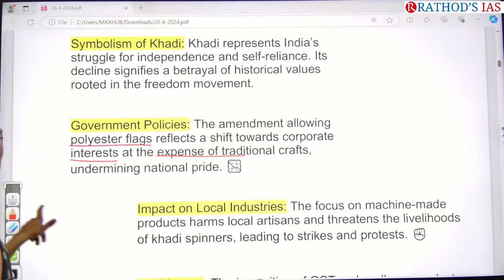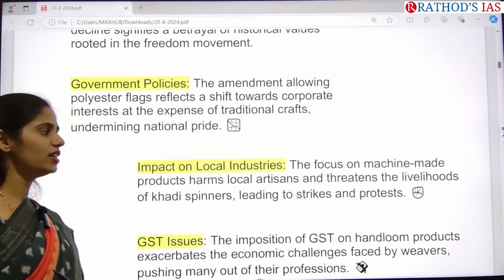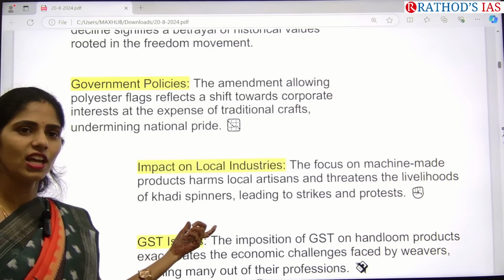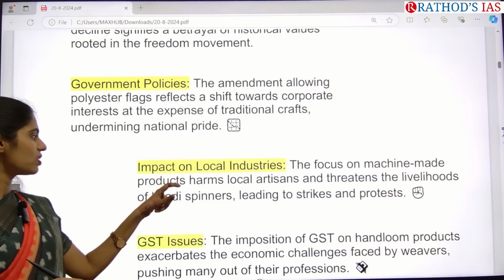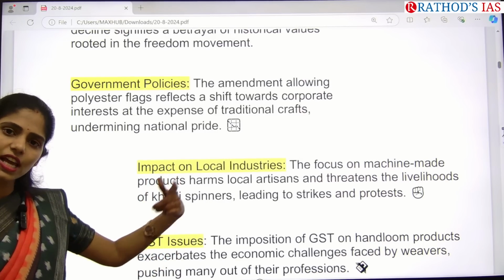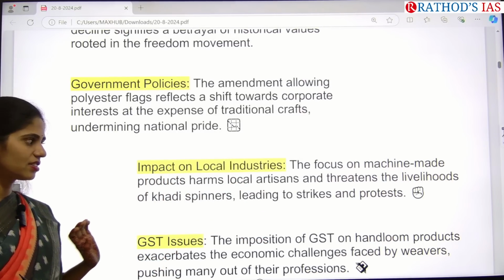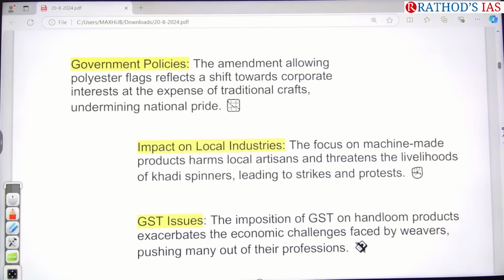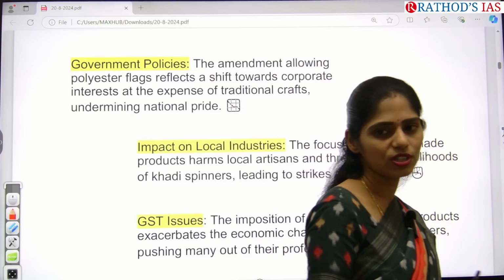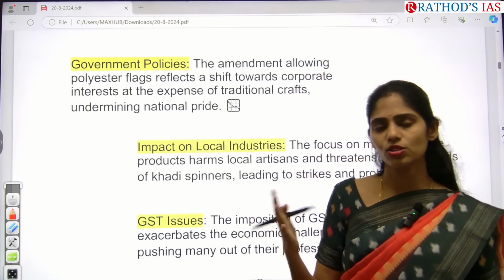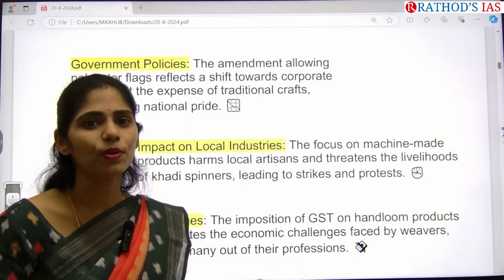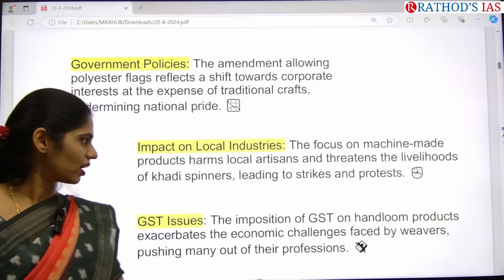Okay, and the next one is the impact on local industries, because now we are focusing on machine-made polyester flags rather than handmade local products. Because of this, there is a threat to their livelihoods, right? And now these handloom workers will be protesting, which will also cause harm to law and order. So we can't maintain proper peace and stability, and there will be no proper implementation of law and order in that area.